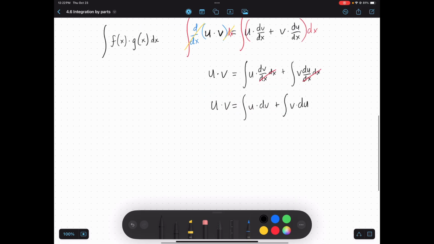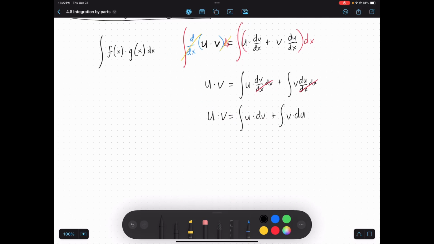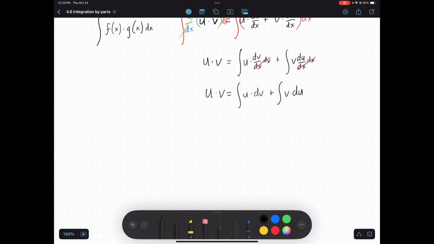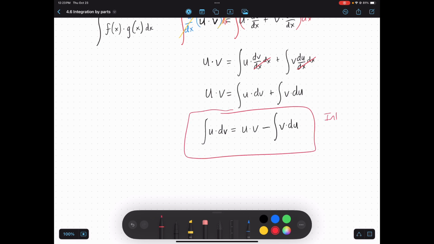And the way integration by parts is used is by solving for one of the integrals here. And so we like to solve for the u one. So the integral of u times dv is equal to u times v minus the integral of v times du. And this right here is integration by parts. If you ever look this up on the internet, this is what it'll show you, this formula right here.